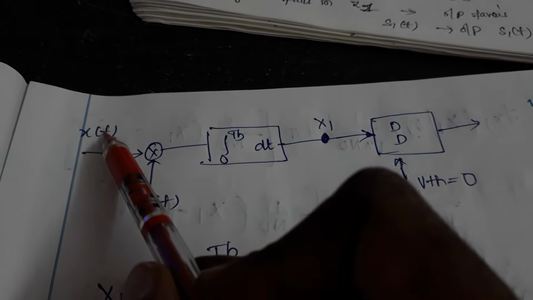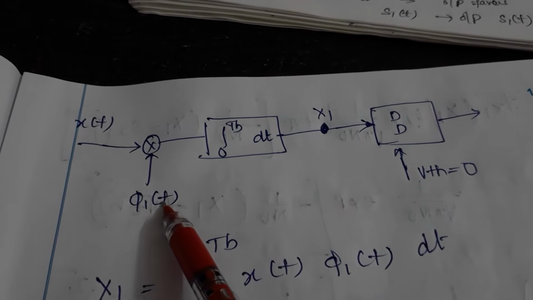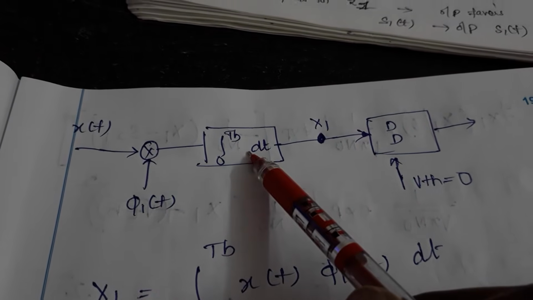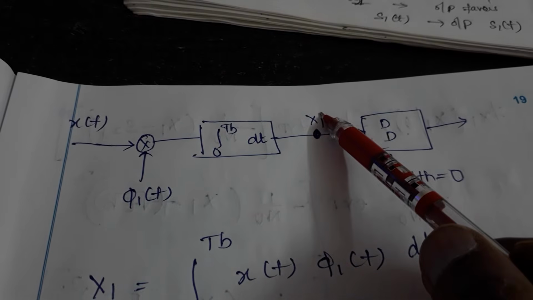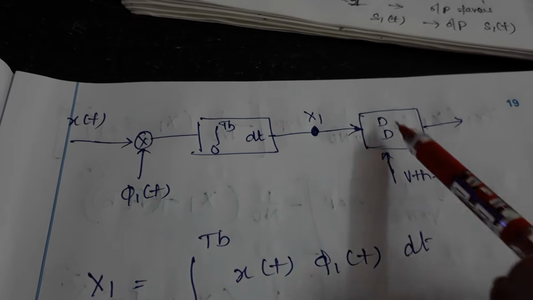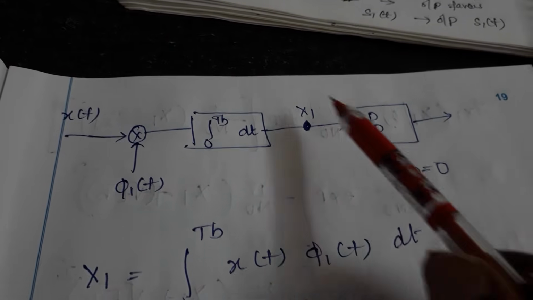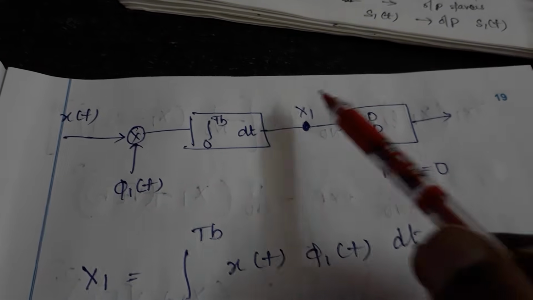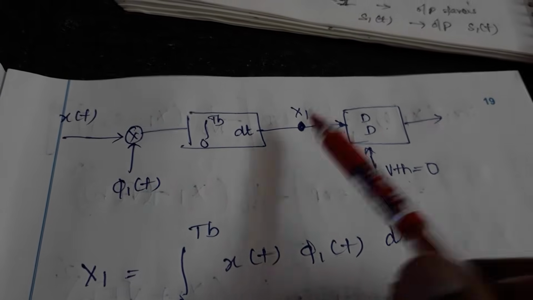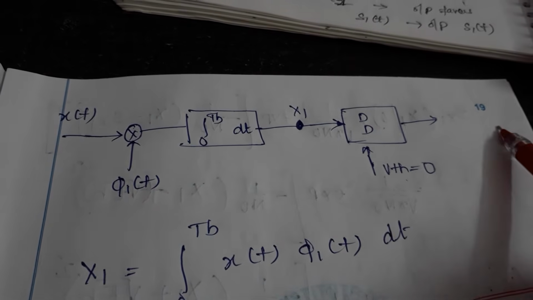Next, I'm going for the next part of the video. This is a receiver block, x of t, the received data. I have to multiply with the carrier, integrate over the 1 bit period, and whatever I get is called x1. Decision device, VTH is equal to 0. I'm going to compare here. X1 is compared with 0: x1 greater than 0, output is 1; x1 less than 0, output is 0.